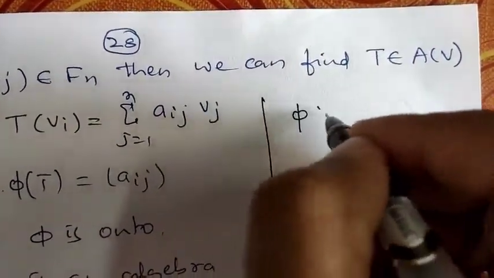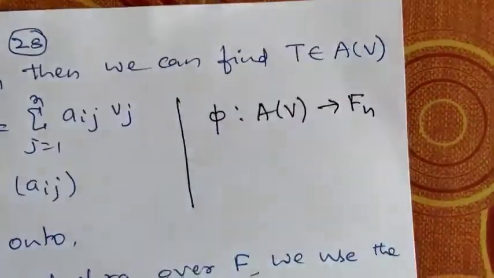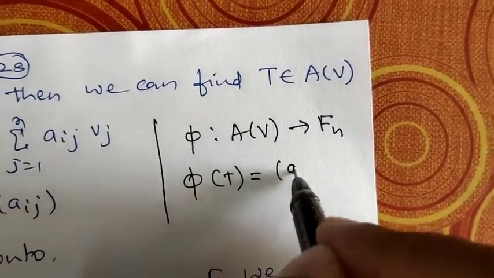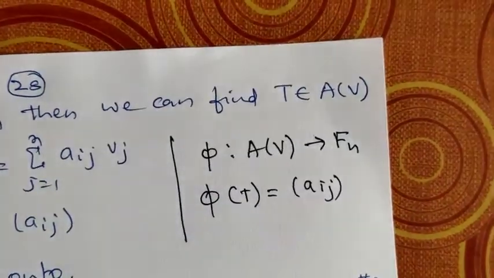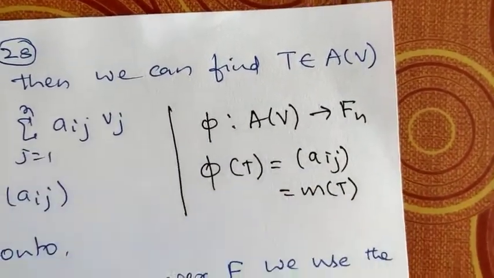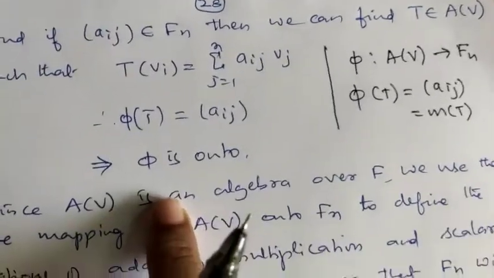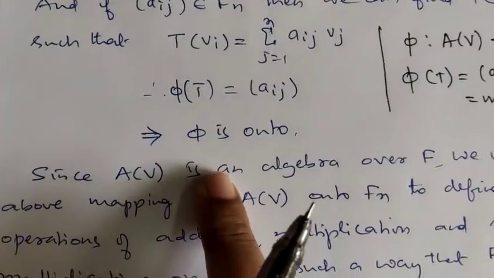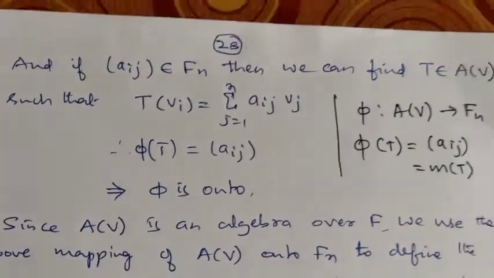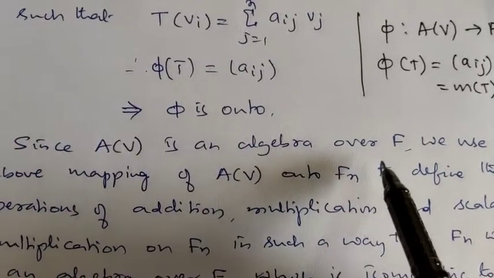Actually, phi is a mapping from A of V to Fn, where phi of t is equal to the matrix of t, Aij. Right? Therefore, phi is onto. Now phi is 1 to 1 and phi is onto. Now, A of V is an algebra over F, we have proved.